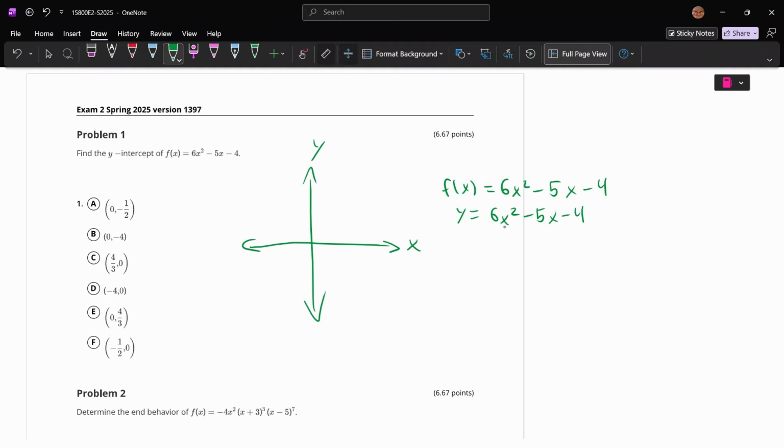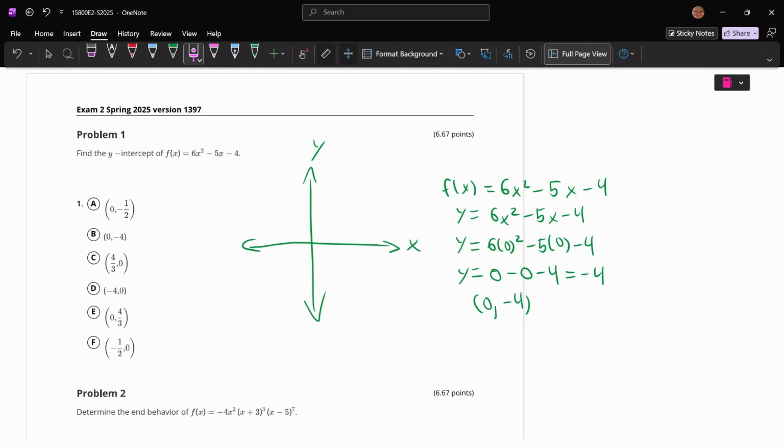Then I'm going to plug in 0 for each of these x terms, and that's going to give us a y value. So you'd end up with y equal to 6 times 0 squared minus 5 times 0 minus 4. When you simplify this, you end up with y equal to 0 minus 4, which equals negative 4. With that in mind, we can come up with a coordinate that gives us 0, negative 4.